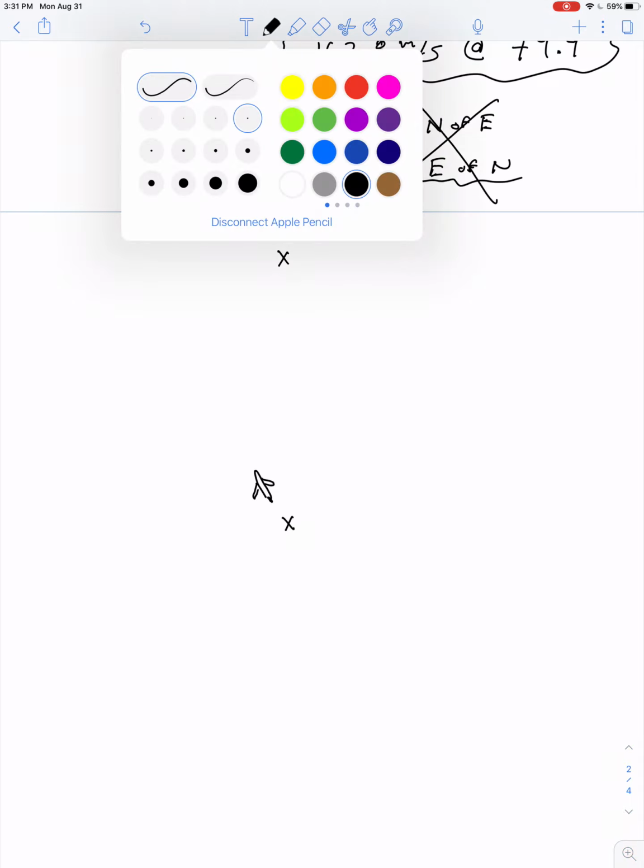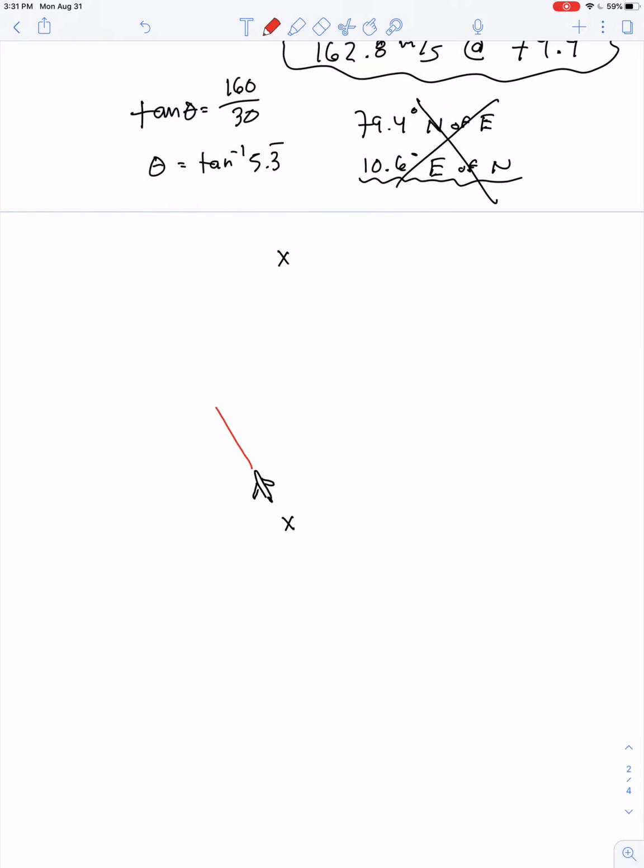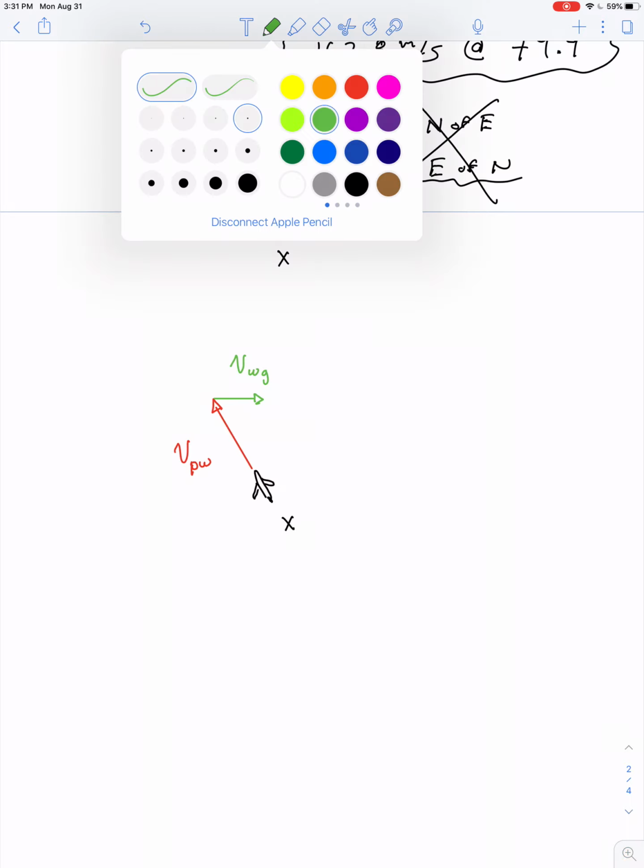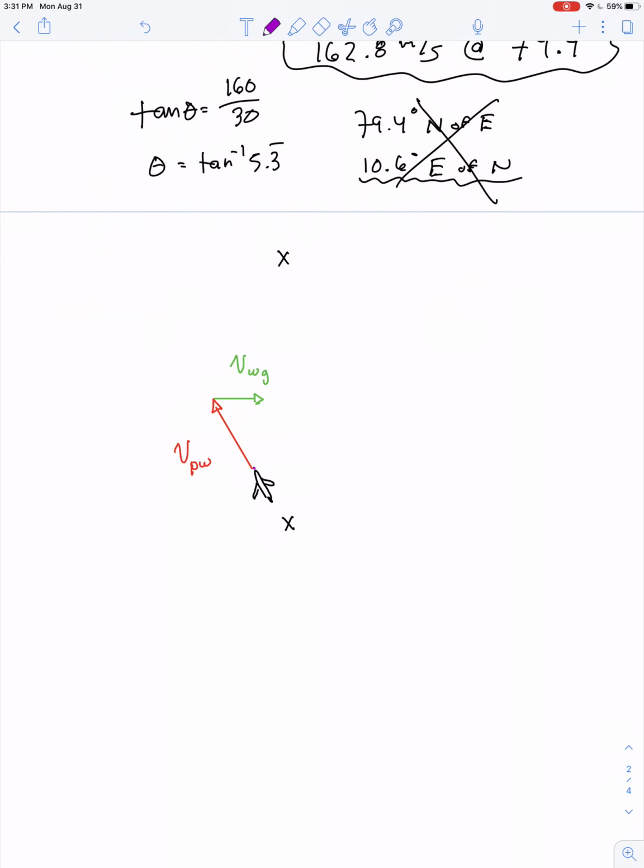So again, we'll color code this. Red is the velocity of the plane with respect to the wind, VPW, and that still has a magnitude of 160. And then added to that is this east-west wind blowing to the east with a magnitude of 30. There's the velocity of the wind with respect to the ground. And so now when I add these by connecting the tail of the original vector to the tip of the second vector, what we should have is a vector that points due north.